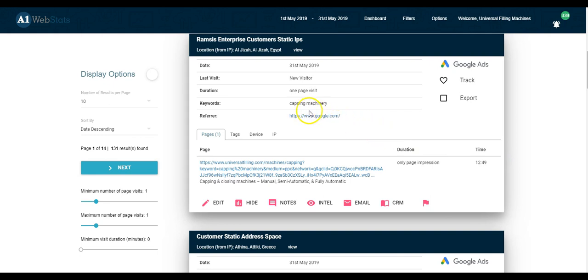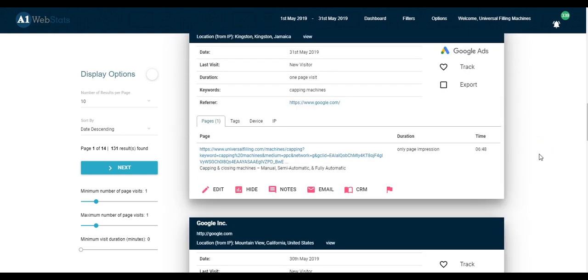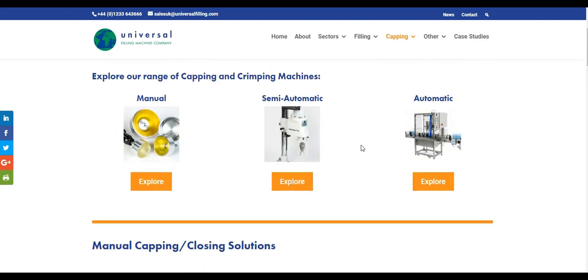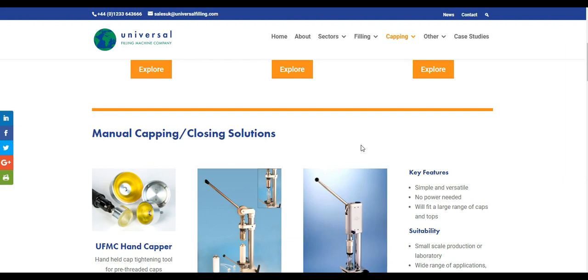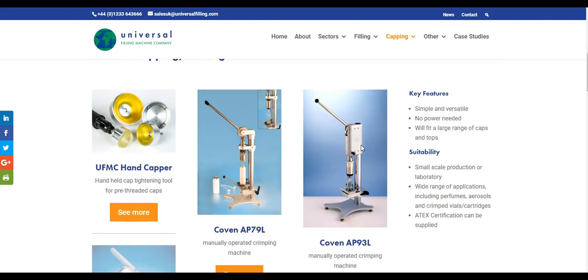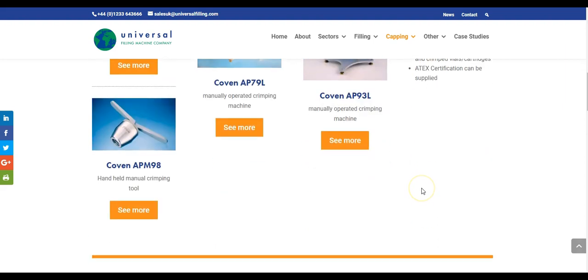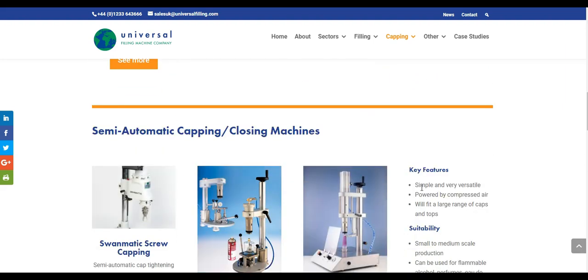So we can see the keywords here, we can see where they came from, we can see where they were in the world, and a lot of these people are coming from different countries. So what we're going to do is just click on the landing page here. And what we're doing is looking through the page to see if we can understand whether it's the page itself that's letting things down, or whether it may be the Google Ads account itself, or maybe a combination of both.